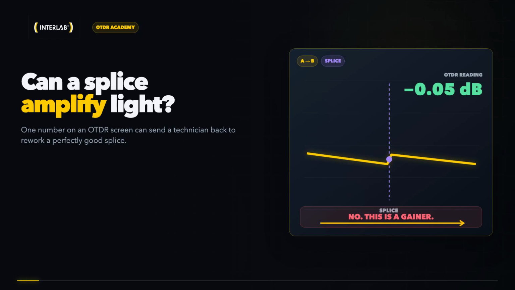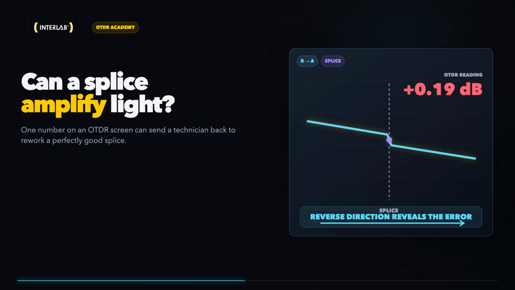This splice has a loss of minus 0.05 decibels. At least, that is what the OTDR says. Has an ordinary connection just amplified the light? Of course not. This is a gainer, an apparent increase that can send a technician back to rework a perfectly good splice. In the next few minutes, you will see what an OTDR actually measures, where the trace comes from, why a longer pulse helps and hurts at the same time, and how a dirty connector can blind the instrument.